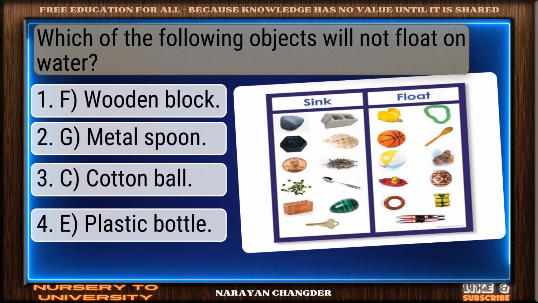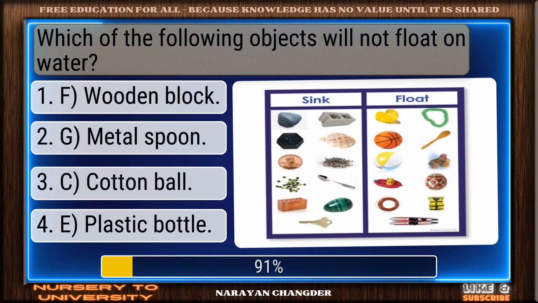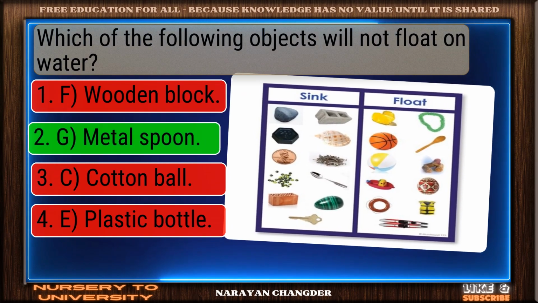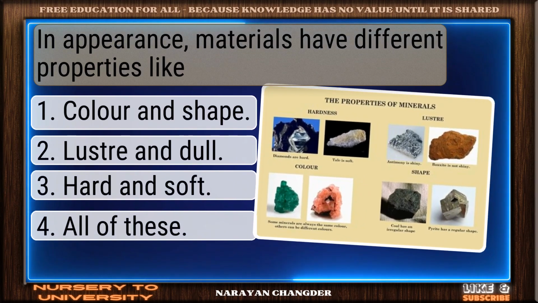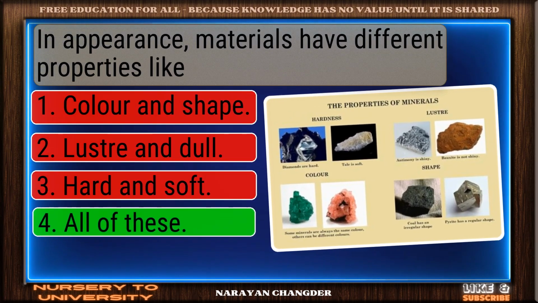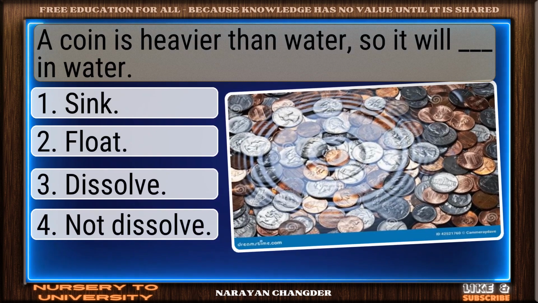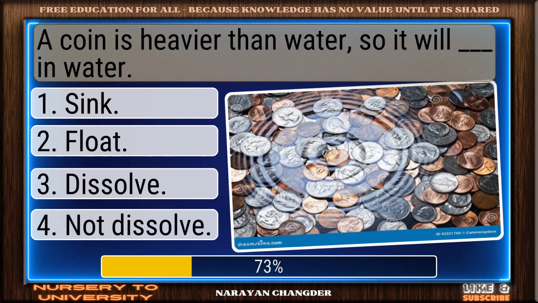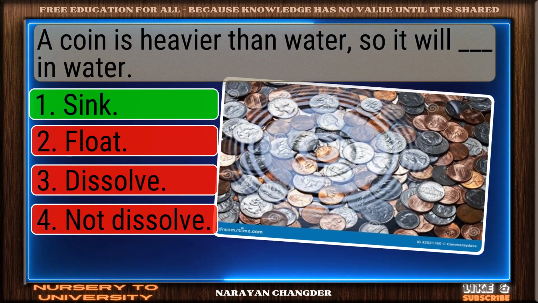Which of the following objects will not float on water? You're right. B, metal spoon, is the correct answer. In appearance, materials have different properties like. Correct. All of these is the right answer. A coin is heavier than water, so it will dash in water. Strong choice. Sink is the right answer.